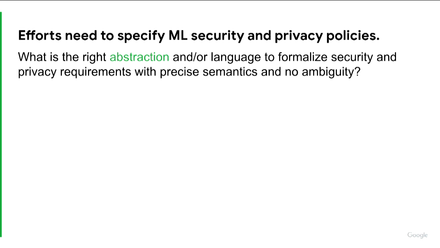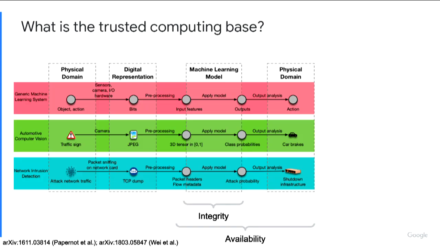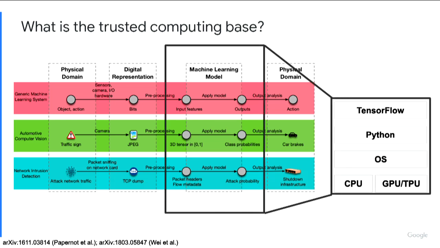So I said it many times, we really need to spend a lot of time specifying security and privacy policies. It's really unclear at this point what the right abstraction is to have precise definitions and very little ambiguity. We also need to think about what is the trusted computing base. We have usually thought about the machine learning model in isolation, but it's deployed in a much larger pipeline. There is the feature extraction. There's the process that goes after the model makes predictions to make decisions based on these predictions. There's the hardware, the software stack. Unfortunately, I don't have time to talk about this.